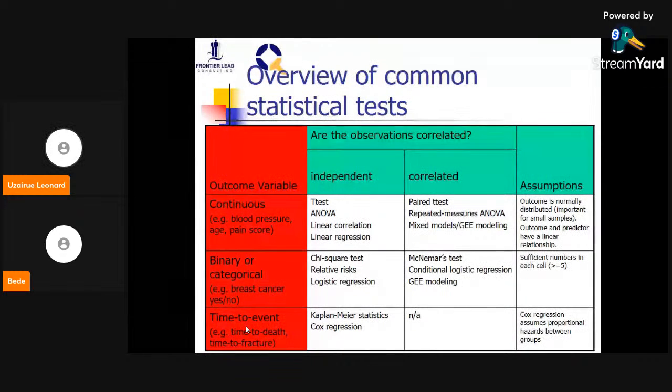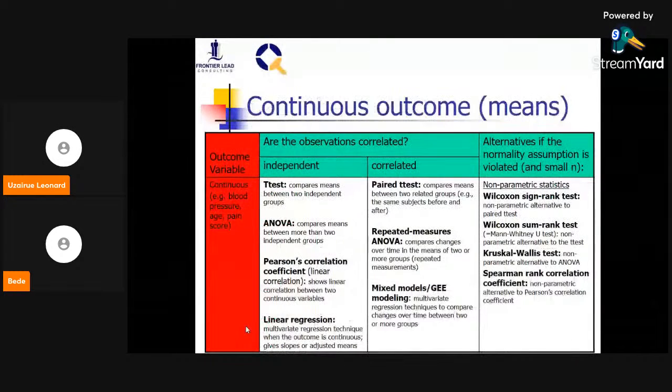Now, we are still talking about continuous variables, but we are not taking one after the other. Now we are saying here that a t-test compares means between two independent groups, meaning that they are not related to each other. But if they are related to each other, you compare means between two related groups, for example, the same subjects before and after. Did you get that?